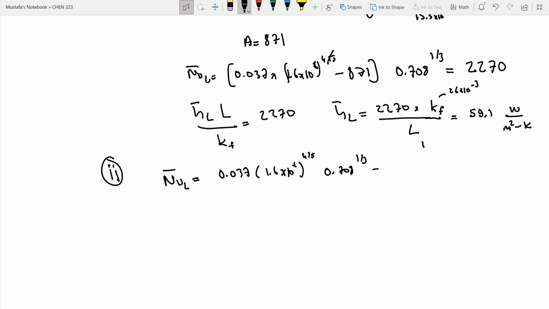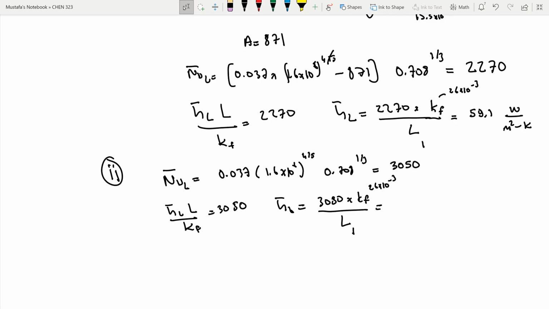In this case we will calculate the Nusselt number, and this is 3050. So that means H L, H times L over K fluid, is 3050. So H L for case 2 is 3050 multiplied by K fluid divided by L. In this case, we will be getting 79.3 watt per meter squared per Kelvin.